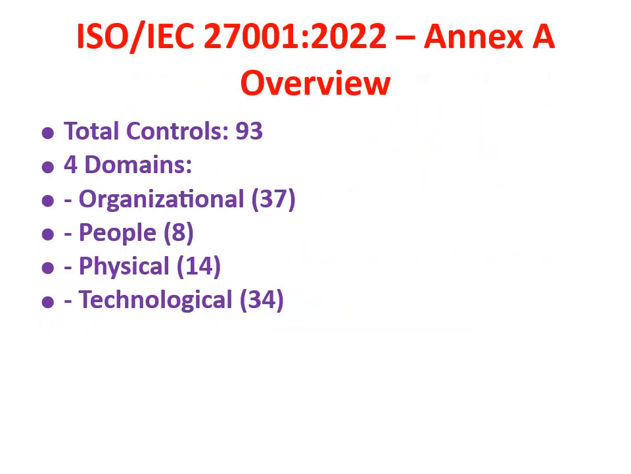ISO/IEC 27001:2022 Annex A Overview. Annex A of ISO/IEC 27001:2022 contains 93 information security controls. These controls are grouped into 4 major domains.